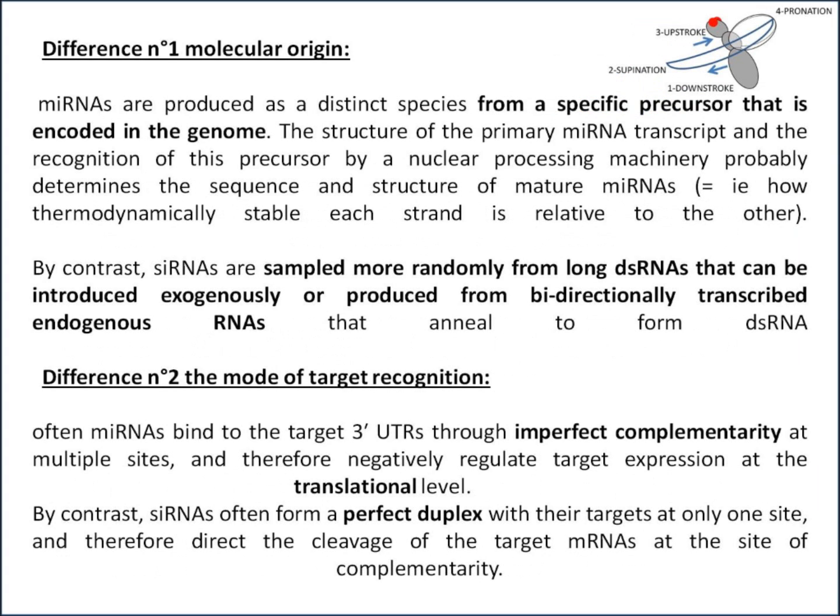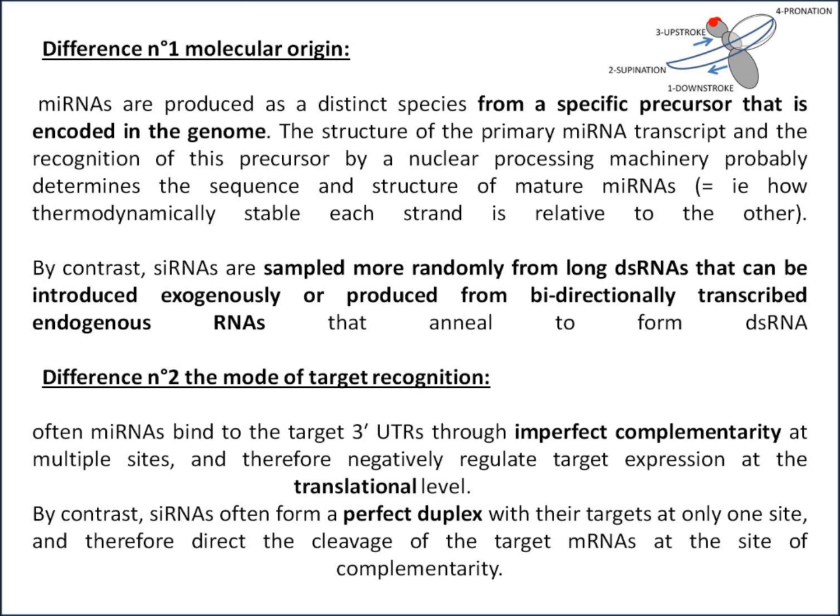Now, differences. One of the main crucial differences is the molecular origin. So miRNAs are produced as a distinct species from a specific precursor that is encoded in the genome. The structure of the primary miRNA transcript and the recognition of this processor by a nuclear processing machinery probably determines the sequence and structure of mature miRNAs, i.e. how thermodynamically stable each strand is relative to the other. That'll determine which one's loaded onto the RISC.